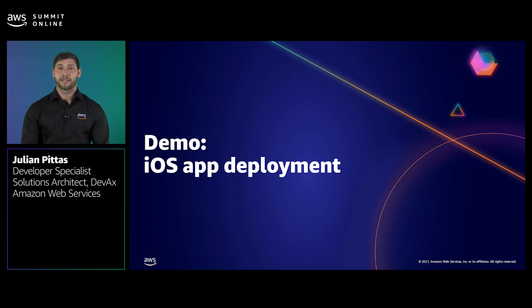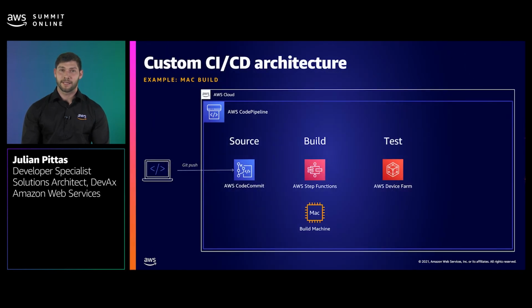In my demo, we'll be covering how to build an iOS application using the latest EC2 Mac instances. In the demo, I'll go through creating a new commit, pushing to CodeCommit, which will then trigger our pipeline. CodePipeline will then start our custom pipeline step using the pattern that we just discussed, and we'll use an EC2 Mac instance as our build machine. After the app has been built, we'll then pass our build to AWS Device Farm to test it out at any scale on real physical devices.